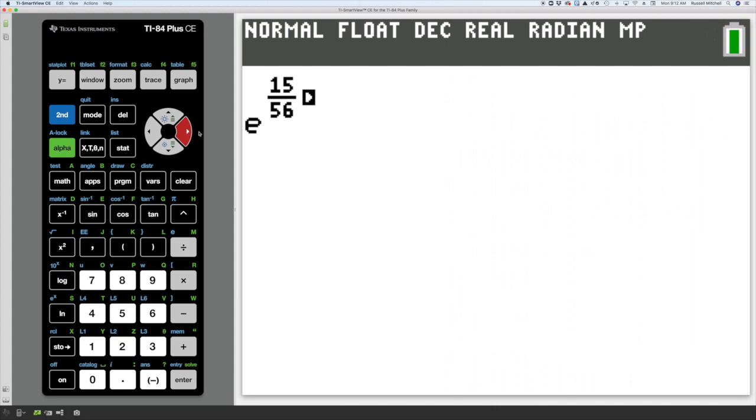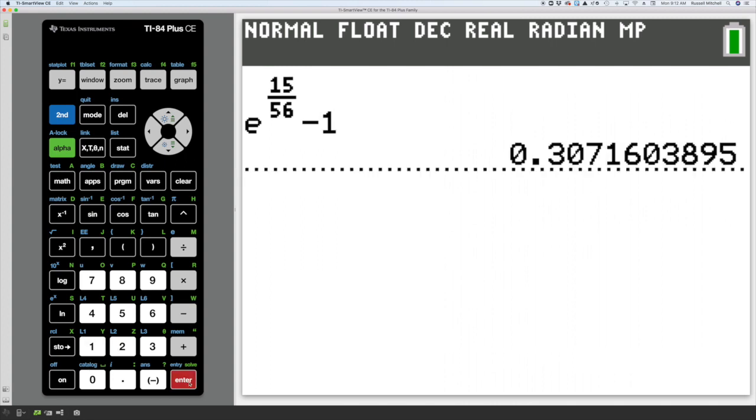Right now I'm up in the exponent, so I would need to come down. I'm going to do my right arrow and then come down, because it needs to be on the same level as the e right here. So minus 1, and then press enter and we'll have our answer. 0.307, okay? So that's 0.307 acres. That's how many acres they would own.